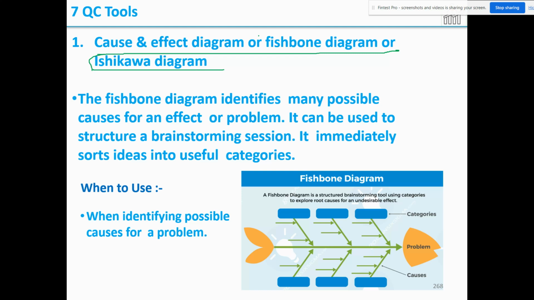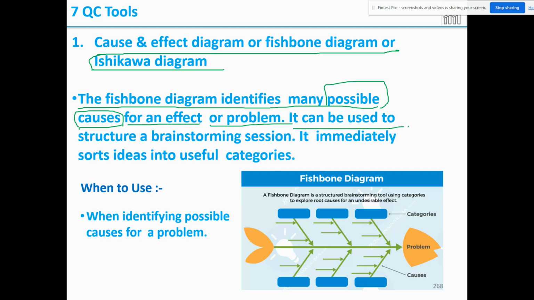Therefore, we call the cause and effect diagram the Ishikawa diagram as well as the fishbone diagram. The fishbone diagram identifies many possible causes. Just note this down: it identifies the possible causes for an effect. Effect is nothing but we can tell it as output. For that output, many input causes will be affecting. So that is not the permanent cause. We can say it's a possible cause for an effect or problem.